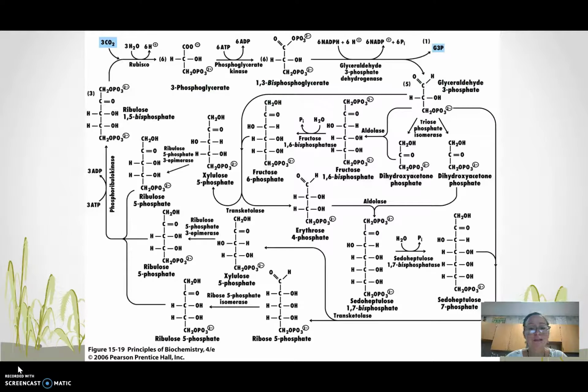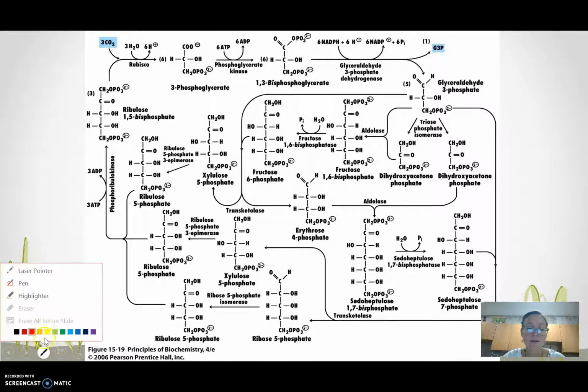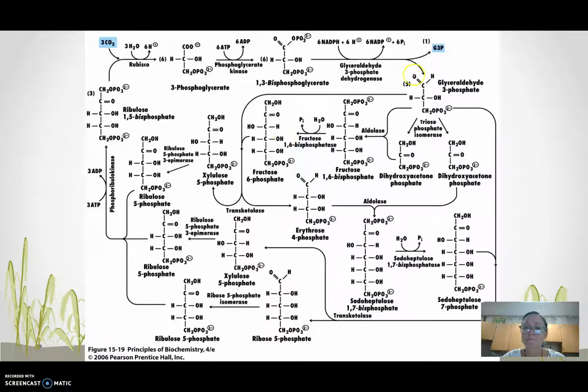So the dark reaction is actually pretty complicated. Thankfully, we don't have to know all of these steps. We're going to look at the basics of how we get from carbon dioxide to a molecule of G3P. You can see the G3P up here. That's basically what we are interested in.